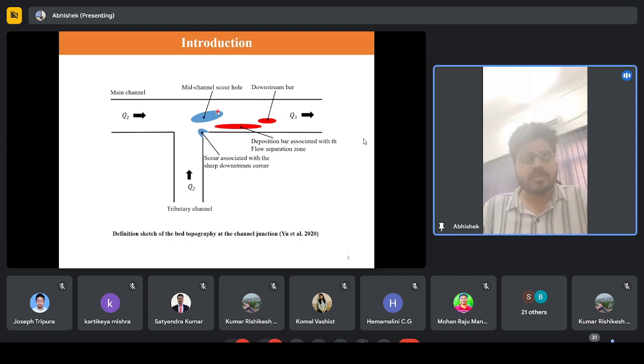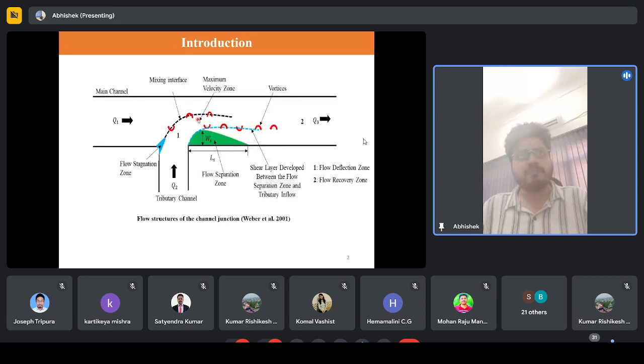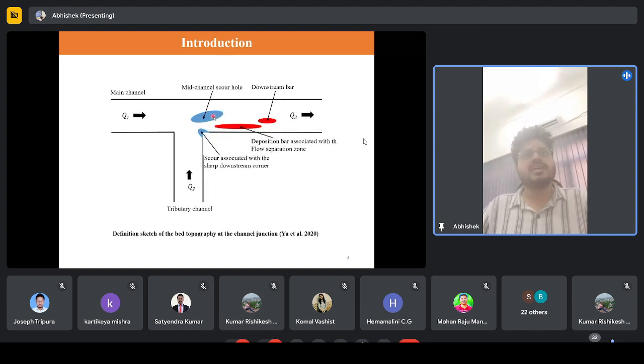And the maximum velocity zone is formed because of the contracted flow. So what I mean to say here is that when Q1 and Q2 interact here, the available width is now contracted. The width is now partially covered by the flow separation zone, and therefore the available width for the passage of the flow in the downstream is now limited, and therefore the velocity is increased, and that causes the increase in the bed shear stress, and thus you see here the formation of the scour hole, mid-channel scour hole.